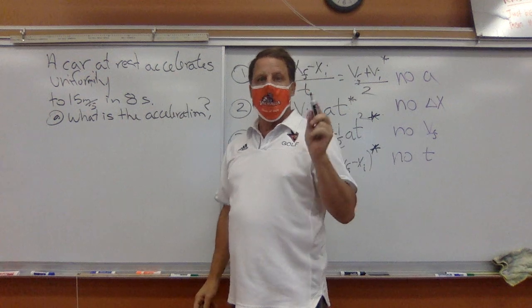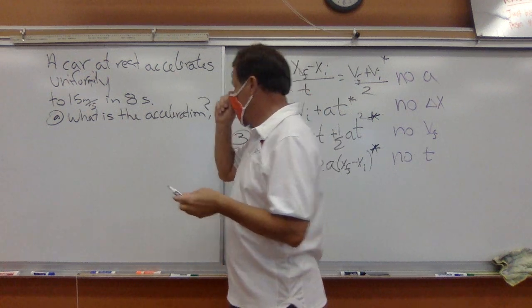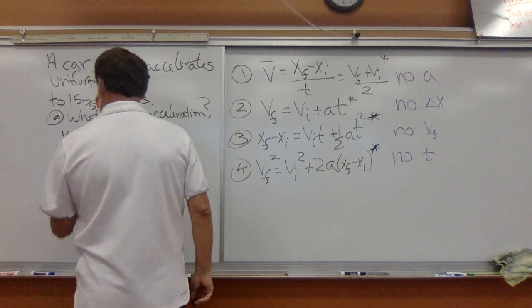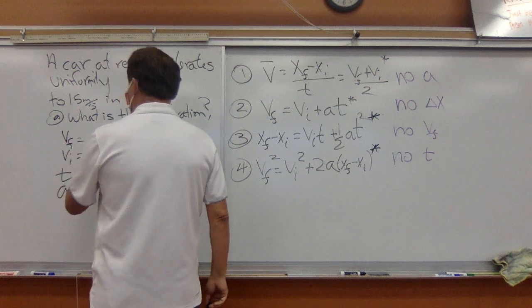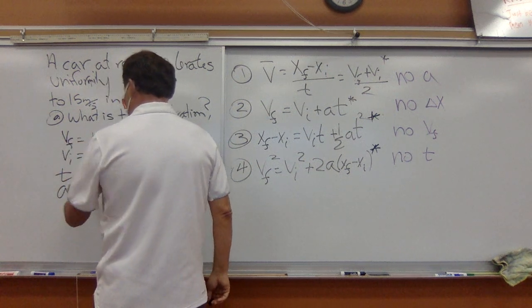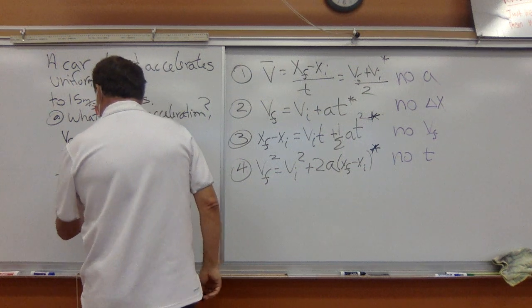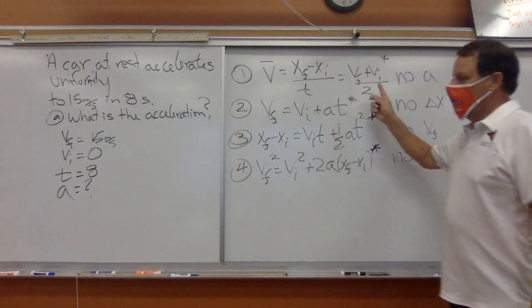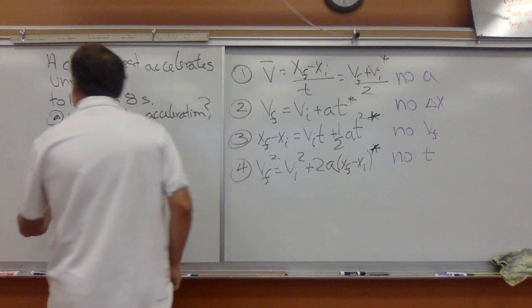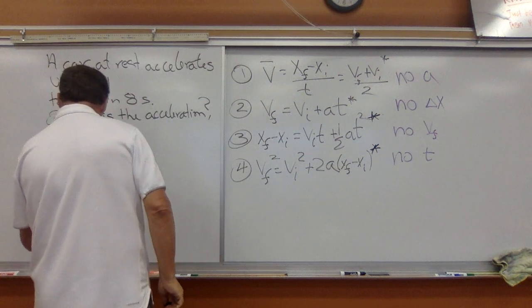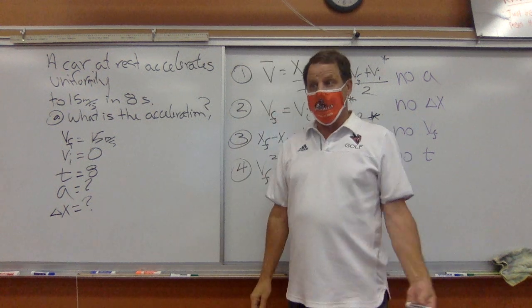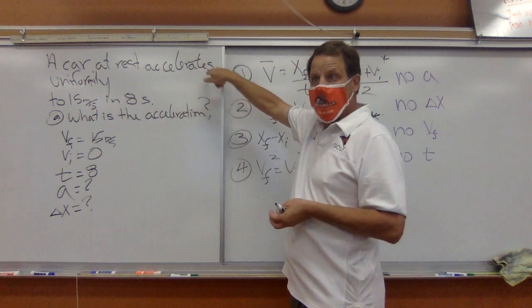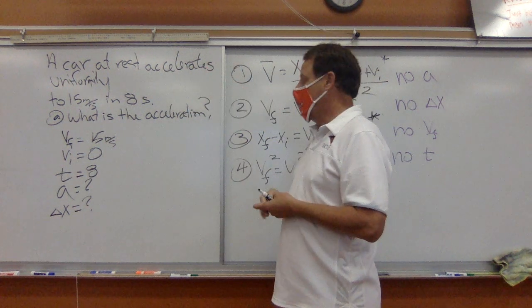Oftentimes it is good to list the variables that we know. So we've got v final, v initial, time and acceleration. We know that's 0, we know that's 15, and we know that this is 8, but we don't know the acceleration. The other variable that is missing is delta x, or the distance, but we know that the question's not asking that, right?